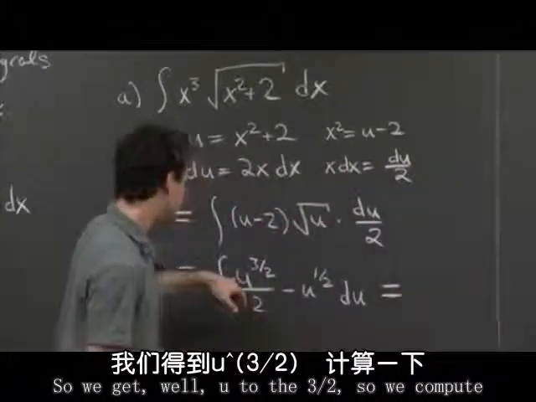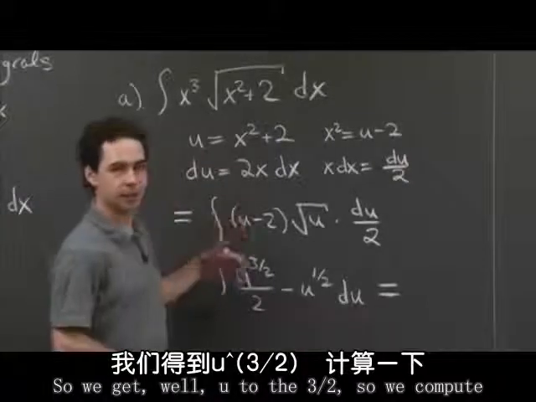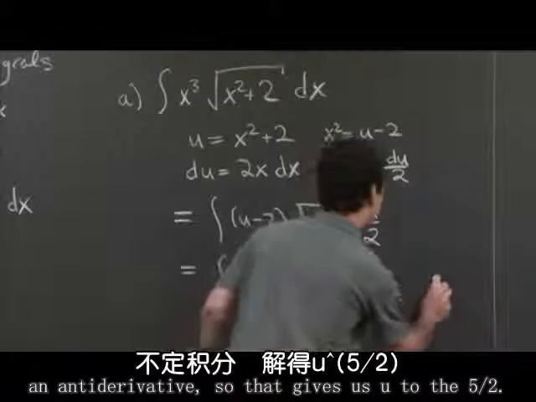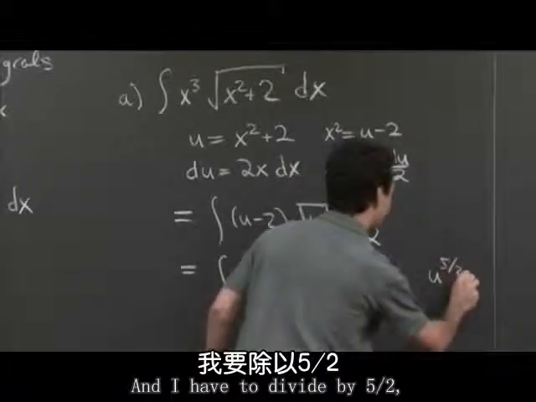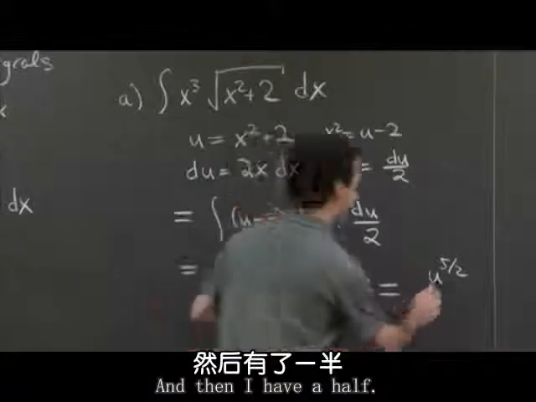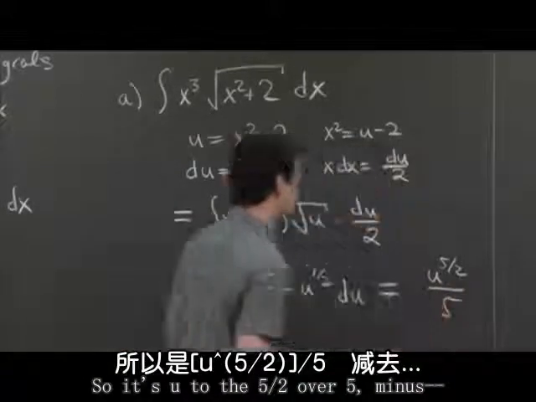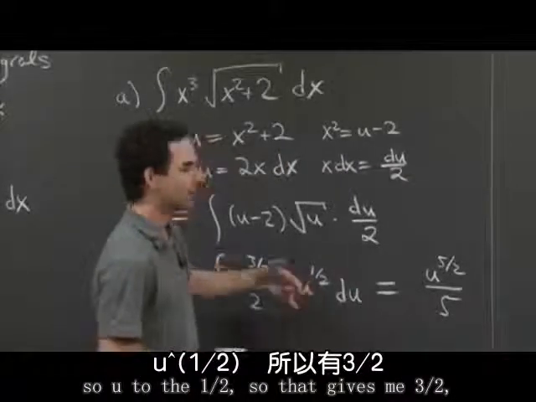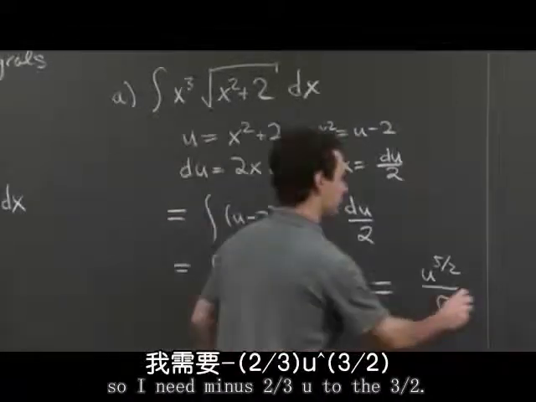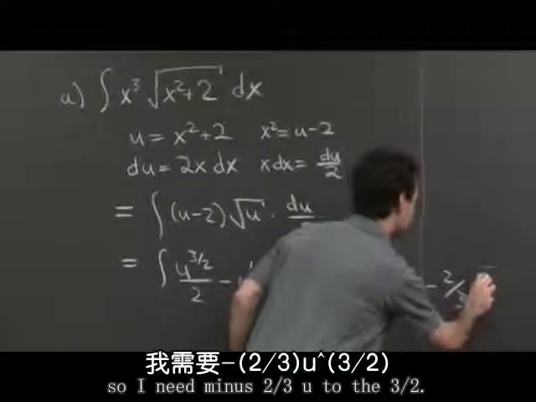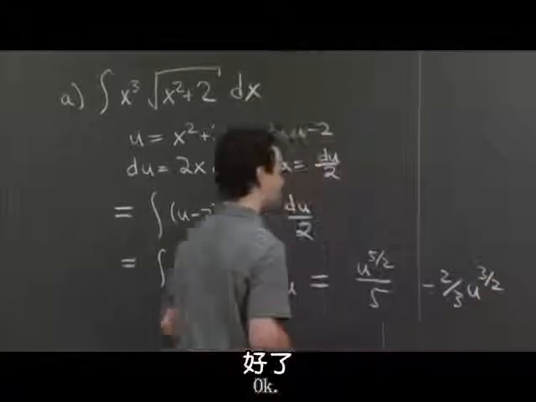So we get, well, u to the 3/2. So we compute an antiderivative. That gives us u to the 5/2, and I have to divide by 5/2, so I have to multiply by 2/5. And then I have a half. So it's u to the 5/2 over 5, minus, so u to the 1/2 gives me 3/2, so I need minus 2/3 u to the 3/2.